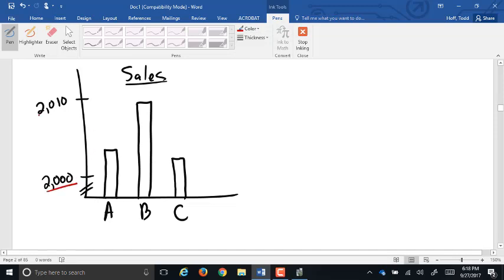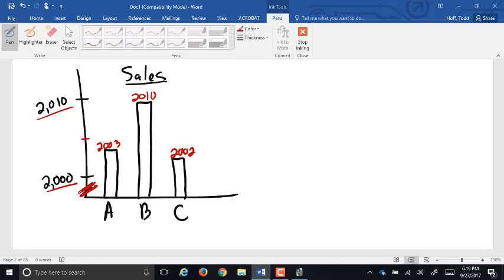This is 2000, that's 2010. This is probably about 2003. This is probably just under, we'll call it 2010. This one looks about 2002. Is there a huge difference? Why does it look like such a big difference? Yeah, this little symbol right here means we broke that line, we broke the scale there. We didn't start at 0, we started at 2000.